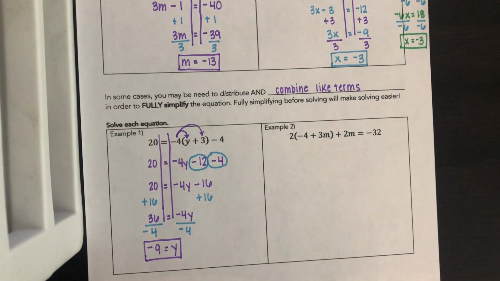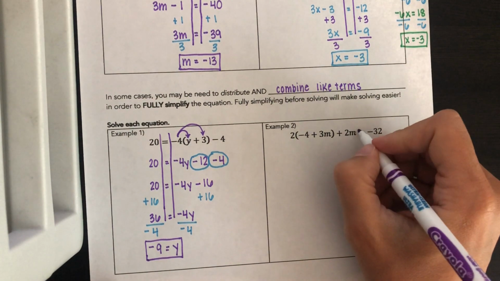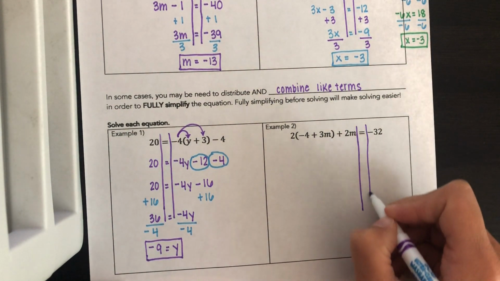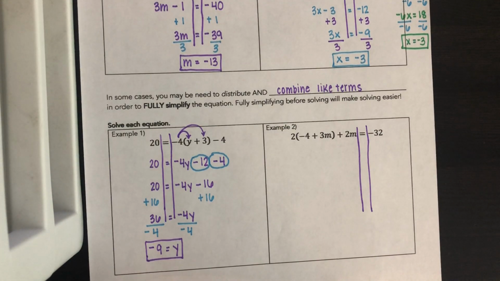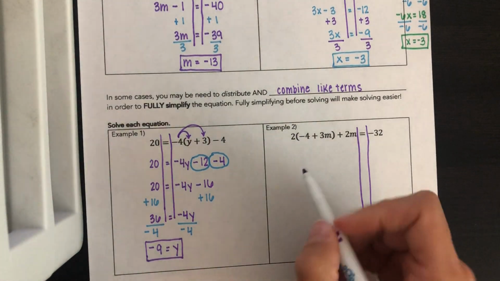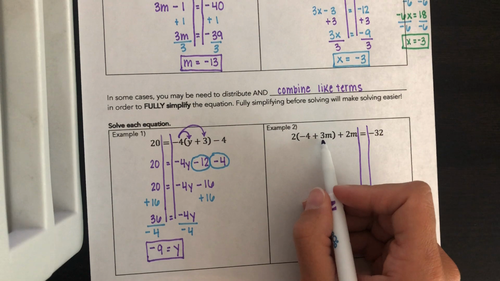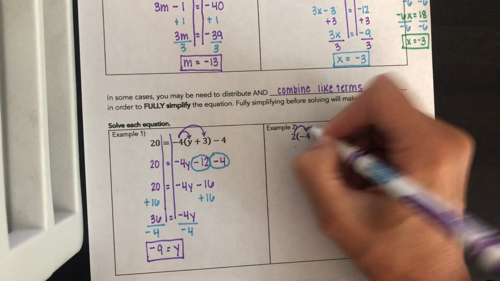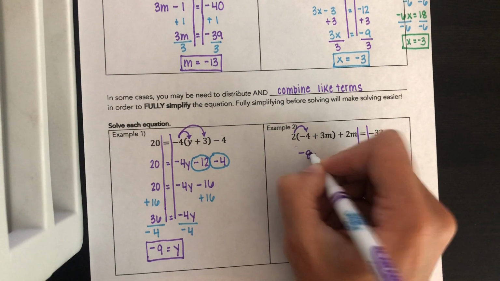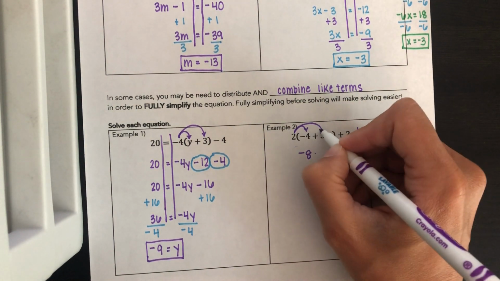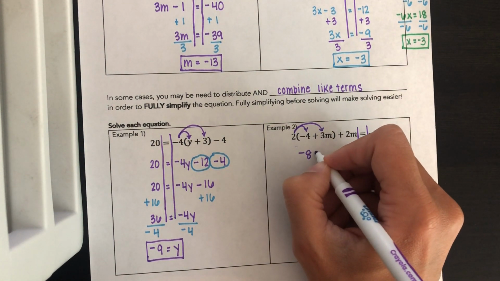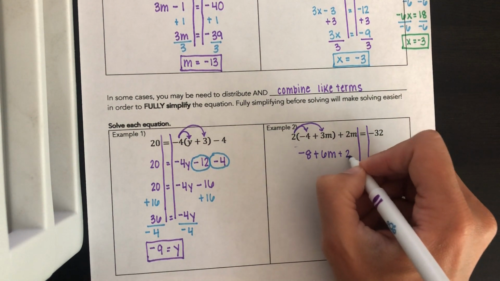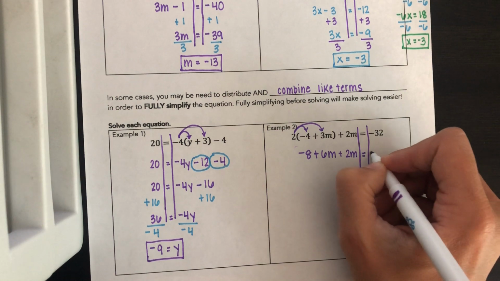So let's take a look at one more example. Again, we want to make sure that we simplify that equation fully before we solve. This is going to make our life a lot easier. And again, we're going to follow those order of operations. Can't do anything inside the parentheses. We don't have any exponents, so we move to our multiplication next. So we have 2 times -4, which is -8. We have 2 times 3m, which is positive 6m, so I'm going to add 6m. And then, of course, we're going to bring down that plus 2m, and it's still equal to -32.